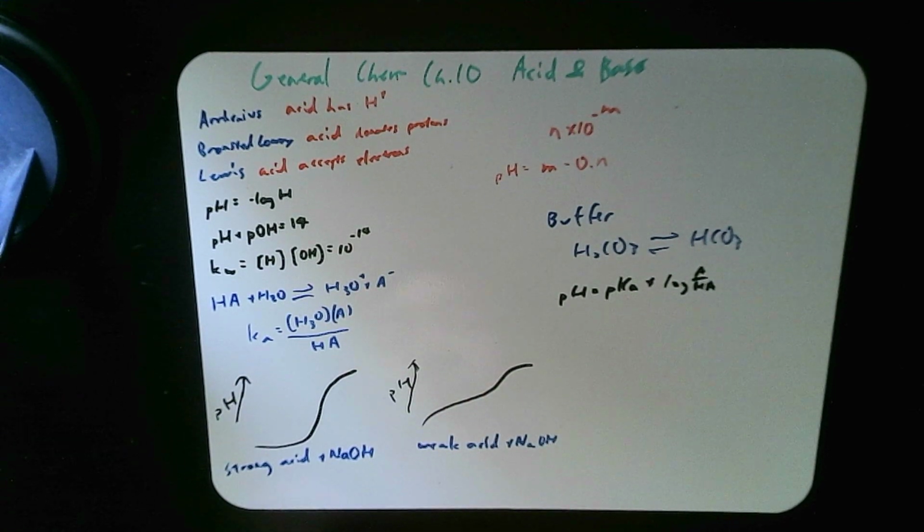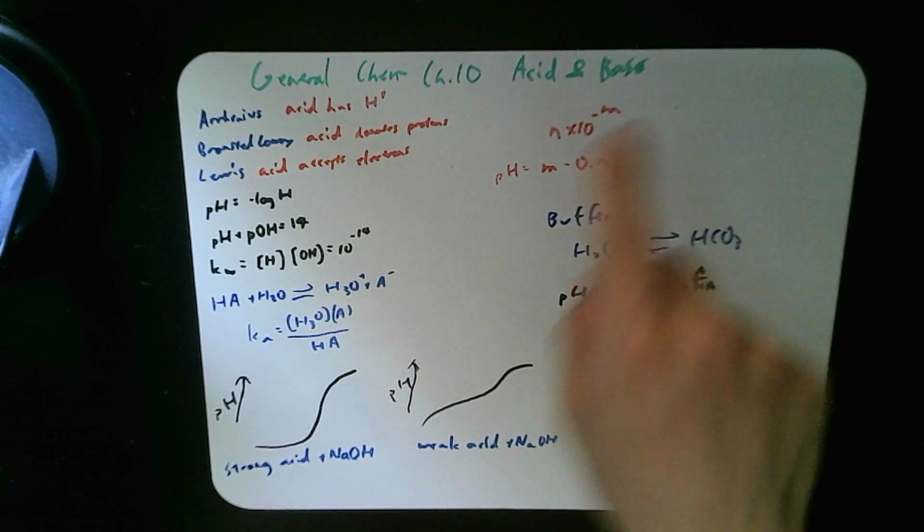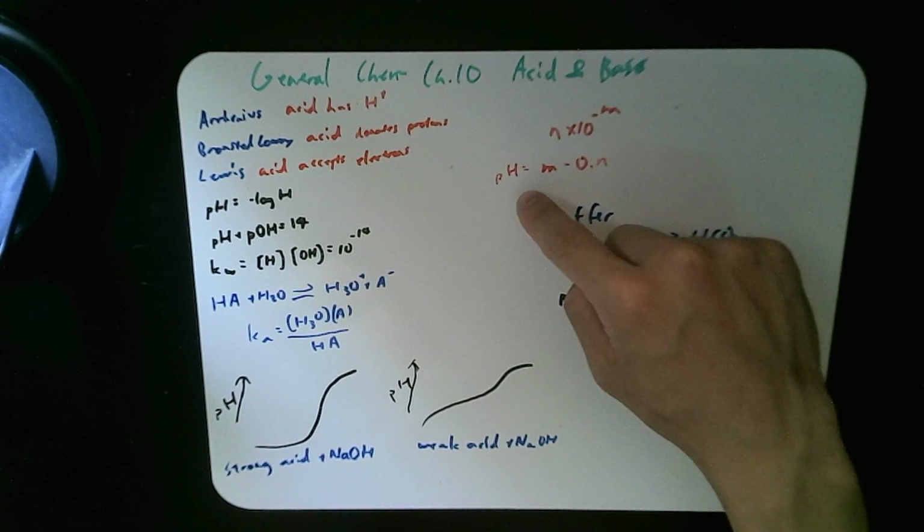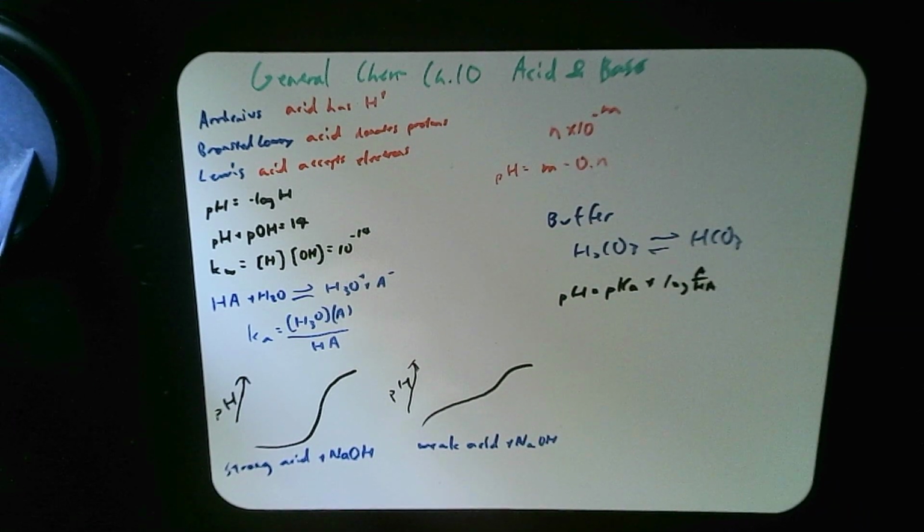In general, if you want to convert pH from a negative log, you can do it quickly by using m, bringing the exponent down here, and minus 0.n. That's the nature of how to work negative logs more easily.